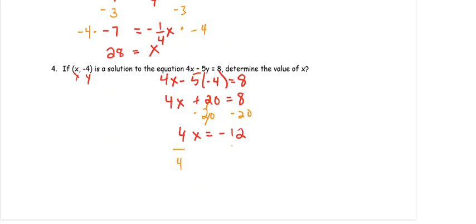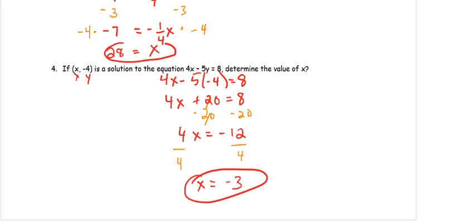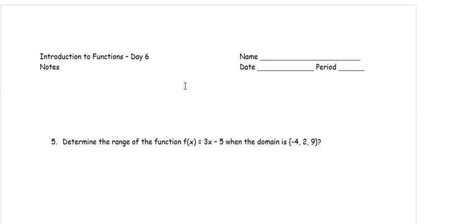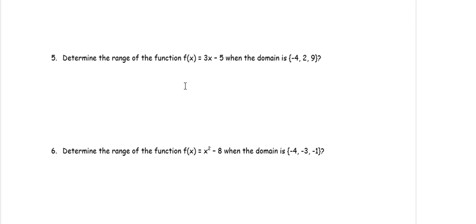Divide by 4. And you get x equals negative 3. And what makes these a little bit harder is the fact that you're dealing with positive and negatives, as always. And as I said, if you're super confused on the adding, subtracting, multiplying, and dividing of positive and negatives, this is something that you may want to hold off until we come back to it in the future.